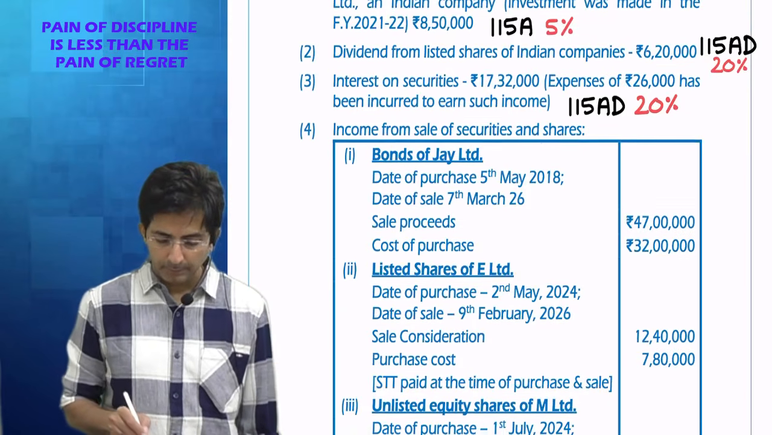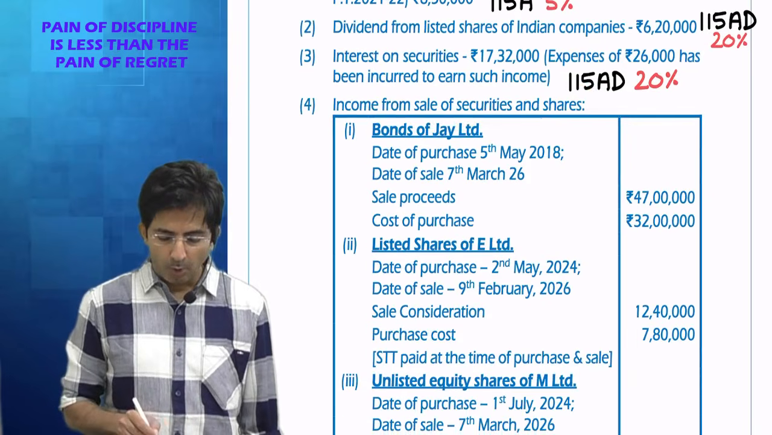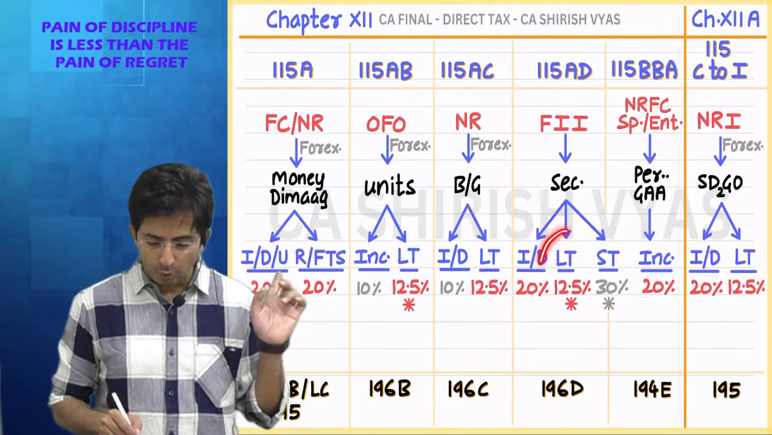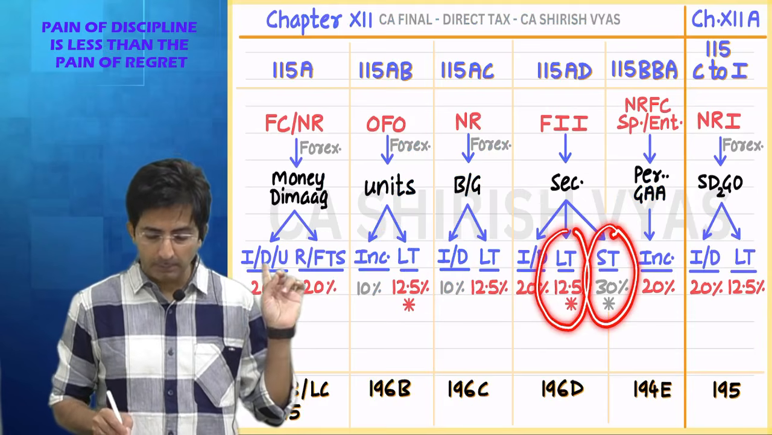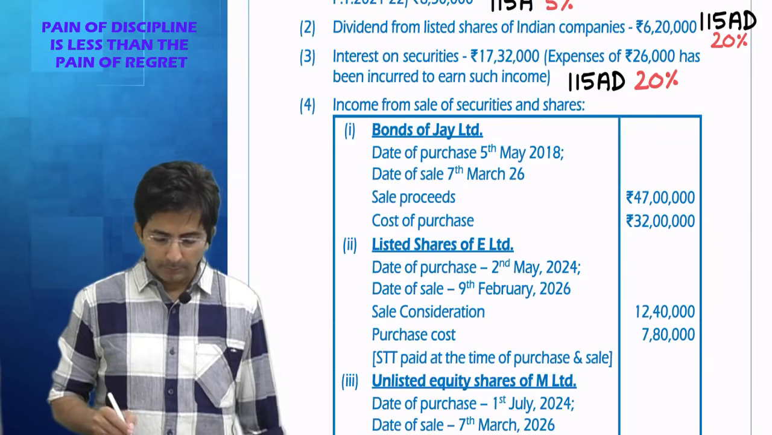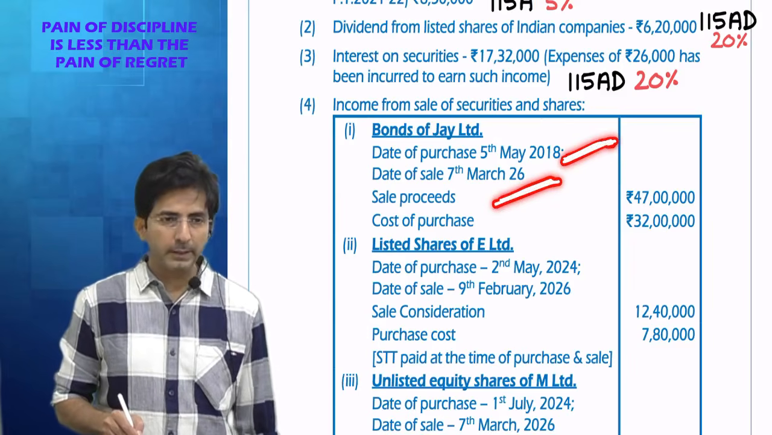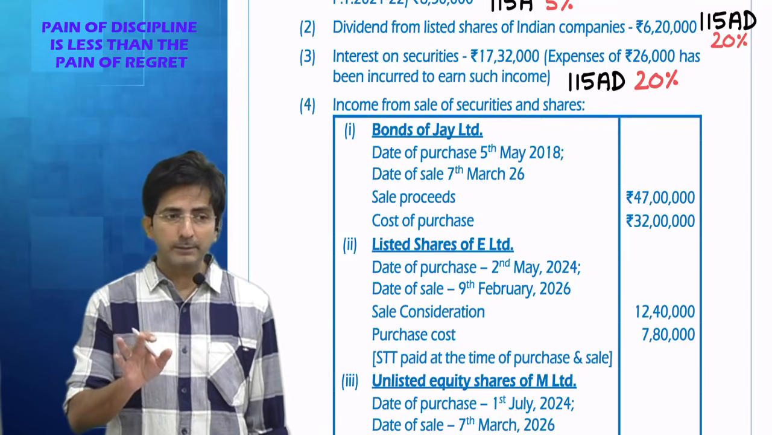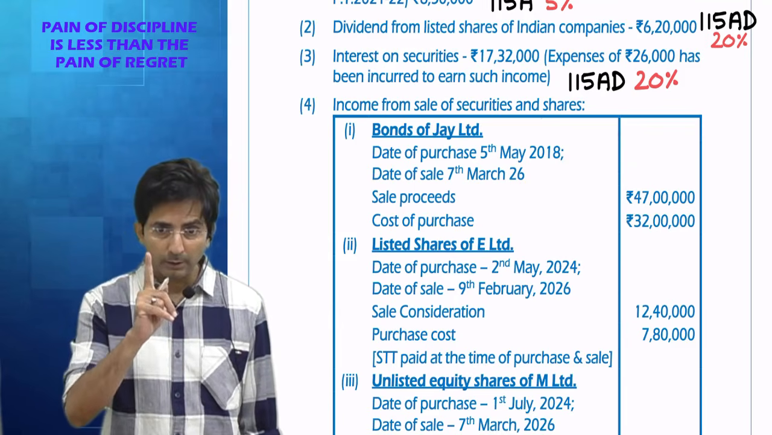It was given as sale of securities and shares, so check one by one. Bonds of J Limited. Now I want to check what you know, is it long or short? Because accordingly I will apply the chart of FII. So tell me, is it long or short? You purchased in 2018, sold in 26. So the period is more than 1 year. Why did I say 1 year? Whenever any security is given, you can assume listed security, 1 year. So it is long term, correct.